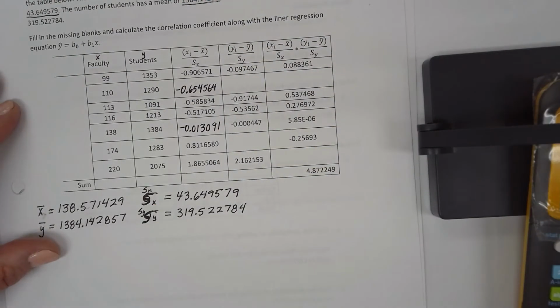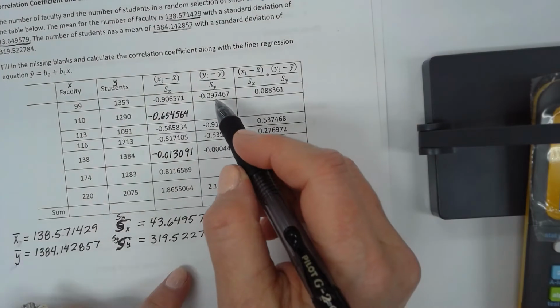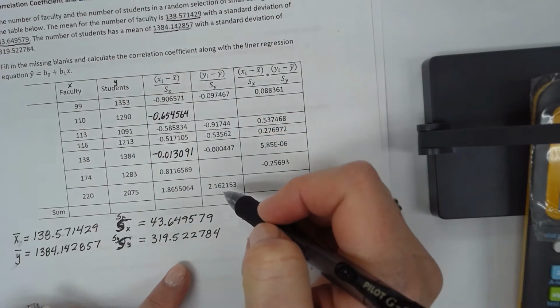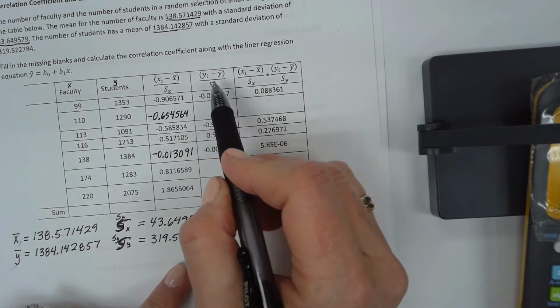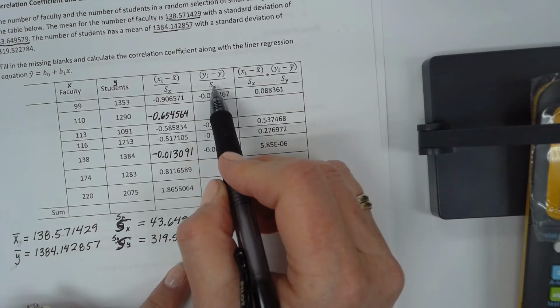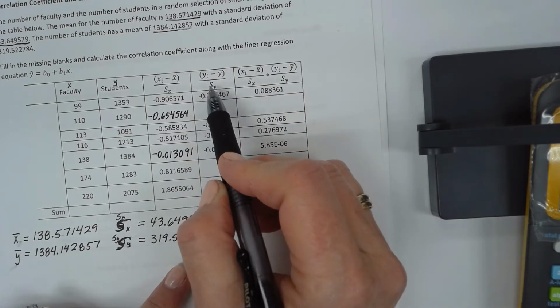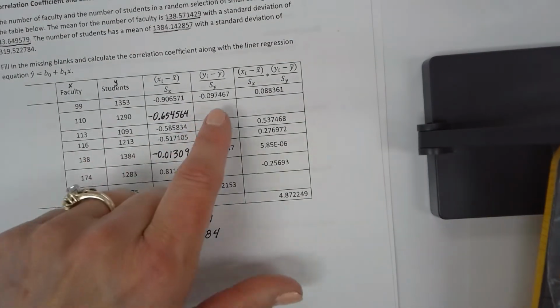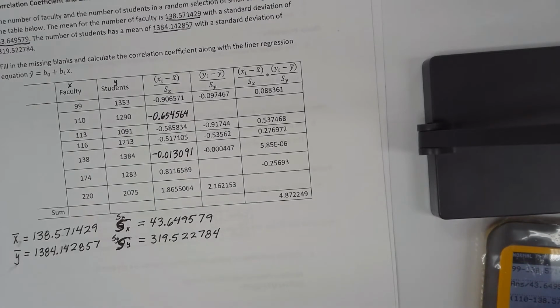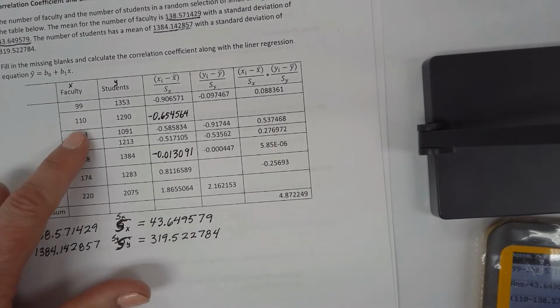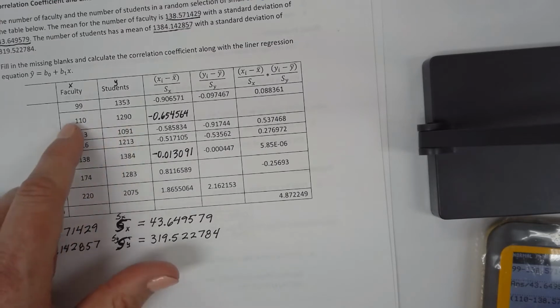Okay. So then the next column, we do the same thing with the y values. You take each y value, subtract the mean of the y's from it, and then divide by the standard deviation. Any questions on that? Okay, so everyone do those 2 blanks, and then we'll check the answers. So remember, this time you're putting in the y value, not the x value.